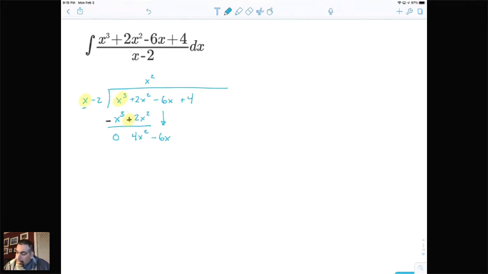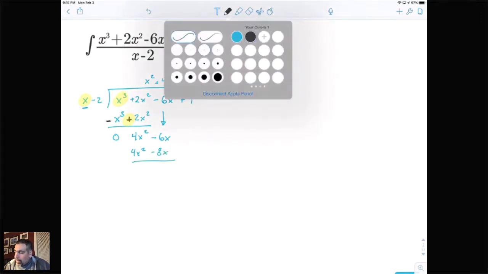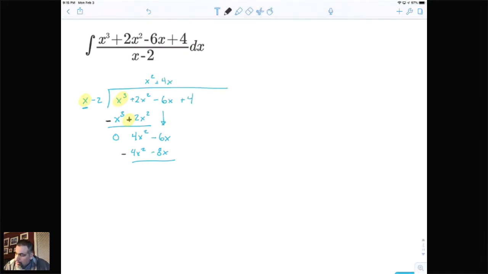This time I'm asking, what do I multiply this x by to eliminate this 4x squared? In order to get that 4x squared, I want to multiply by 4x. When we do that, 4x times x gets us 4x squared, and then 4x times negative 2 is negative 8x. At this point, what we're looking to do is subtract. So again, I'm going to take advantage of changing the colors. I want to subtract this one and distribute that one here. So now we're going to end up with a positive 2x. At this point, we're going to continue with this process.